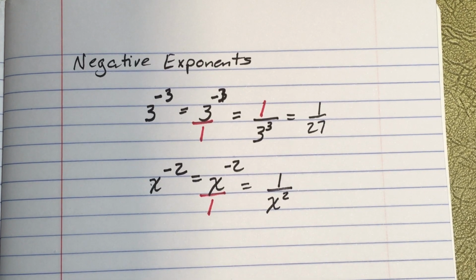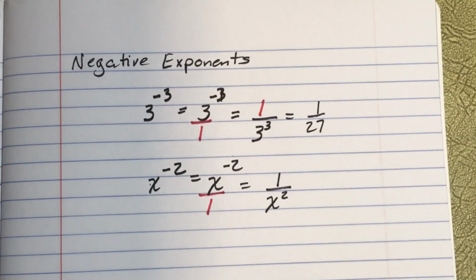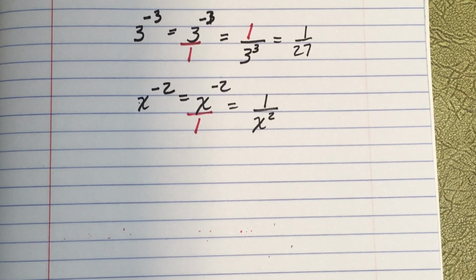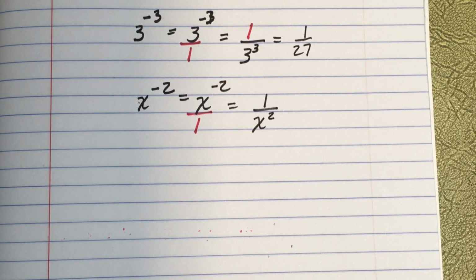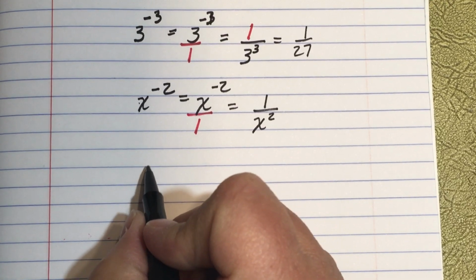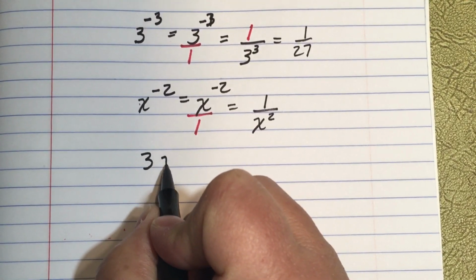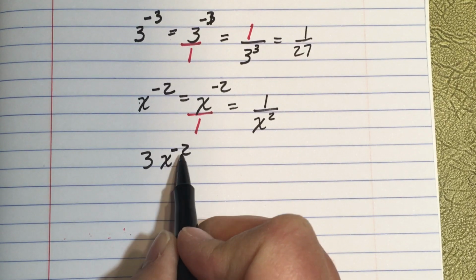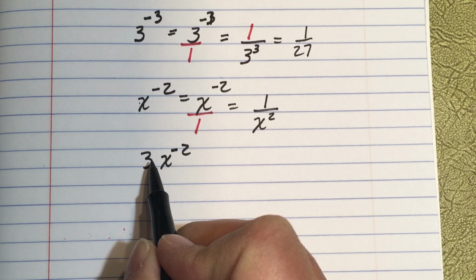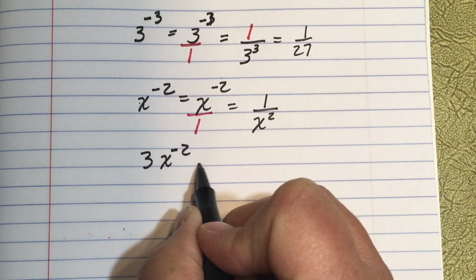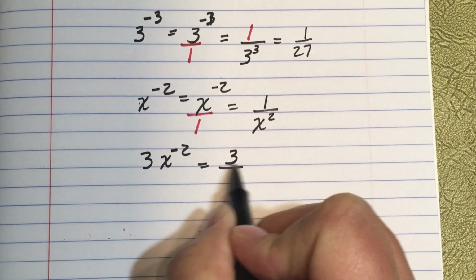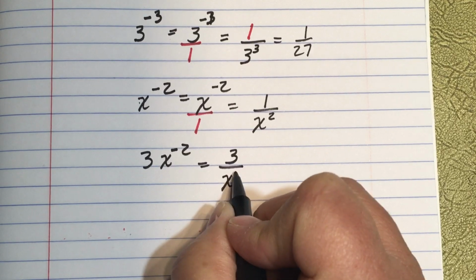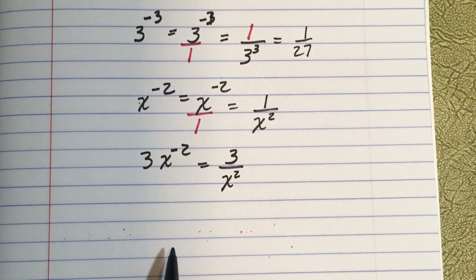So let's say you have numbers and negative exponents and variables all together. Only the part with the negative exponent is going to go in the denominator. So if I have 3x to the negative second power, only the x has the negative exponent. 3 doesn't have an exponent. 3 is just 3. So this is going to be equal to 3, and the part with the negative exponent goes in the denominator, x squared, and it becomes positive.